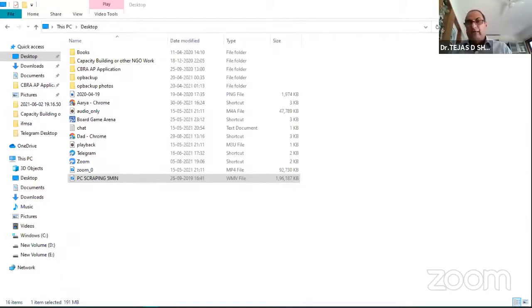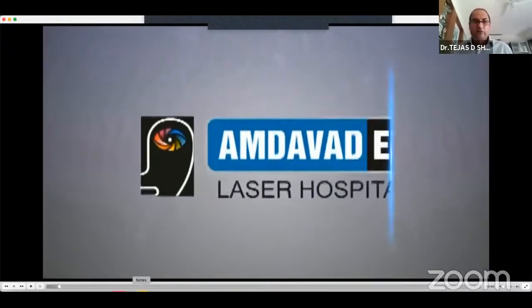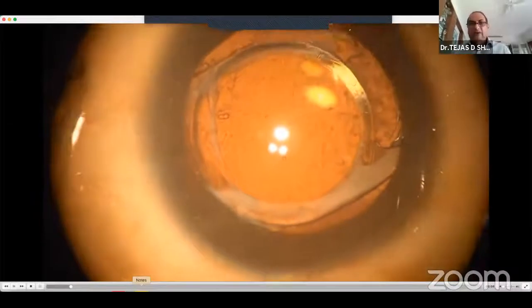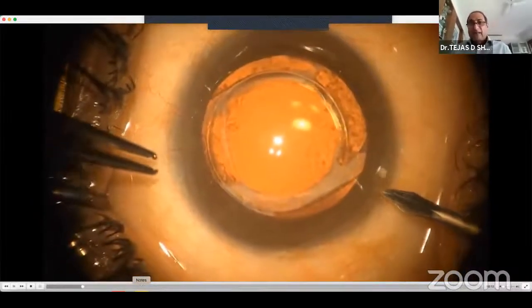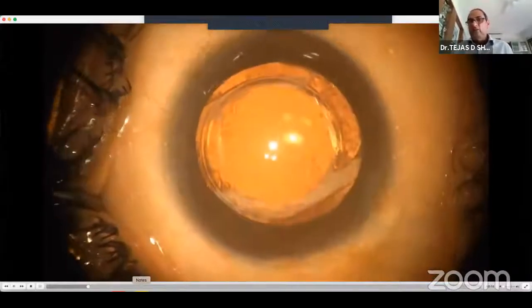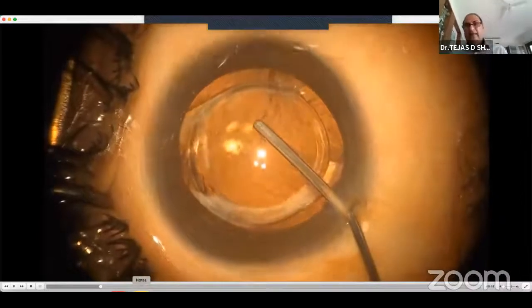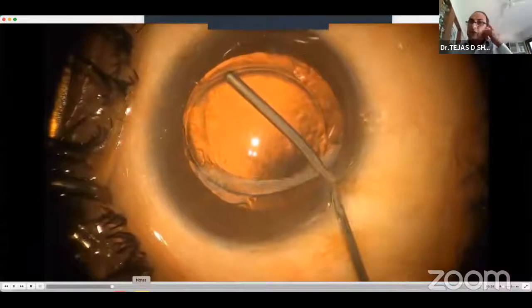I'm going to show the entire procedure over here. I'm going to talk to you about the Elschnig's pearls. As all cataract surgeons of this new era, we wanted to retain the posterior capsule, and that is the basic fundamental I'm trying to keep in this procedure, and not going to do a YAG capsulotomy.